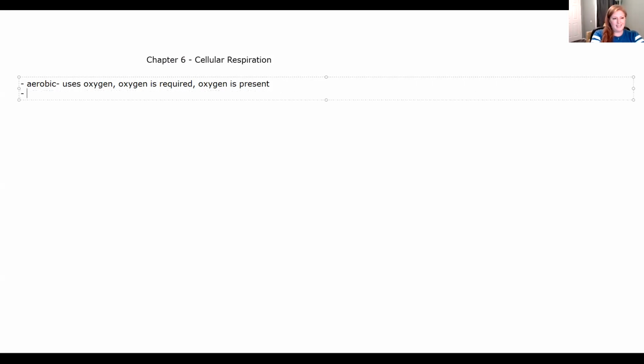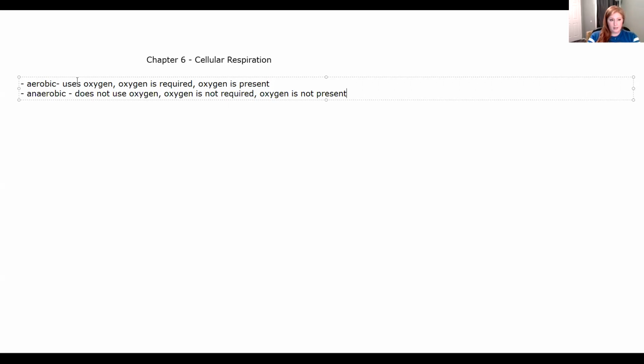The opposite of that is anaerobic. Anaerobic means does not use oxygen. Oxygen is not required, or oxygen is not present. So you'd say like space is an anaerobic environment. We don't have oxygen in space, right? Okay, so that's what these terms mean when we're talking about biology, and those terms will come up pretty regularly, okay?